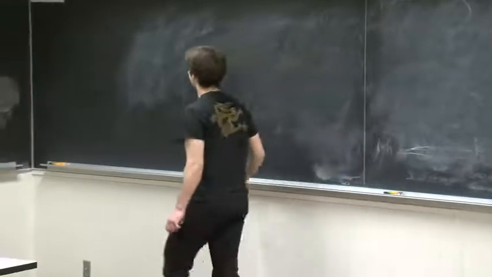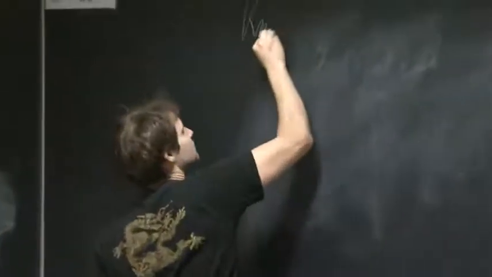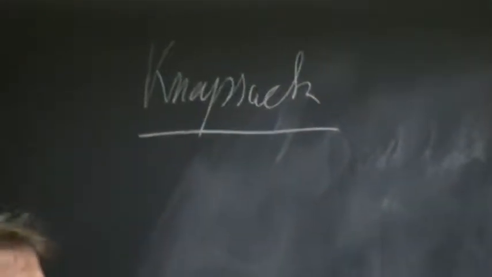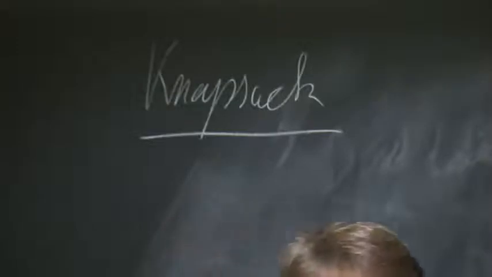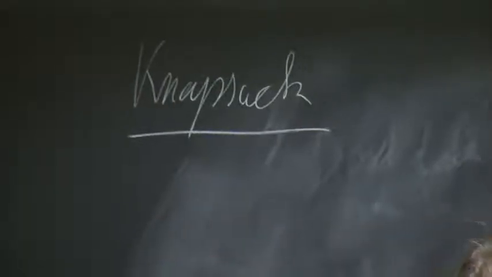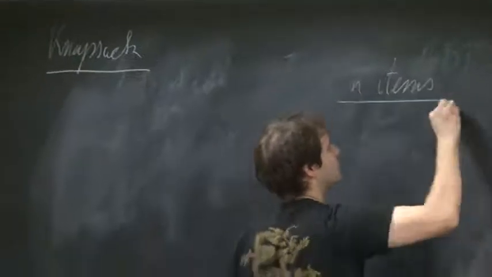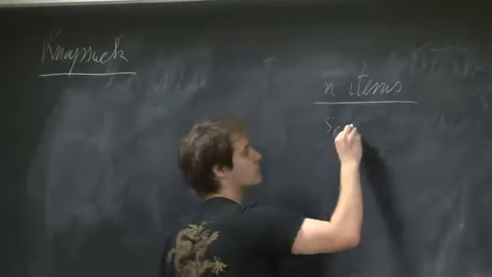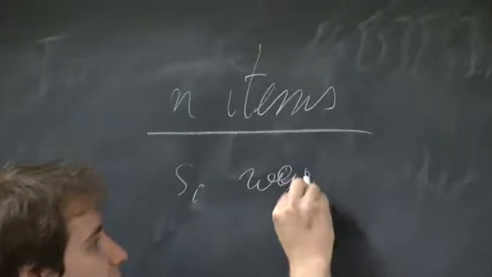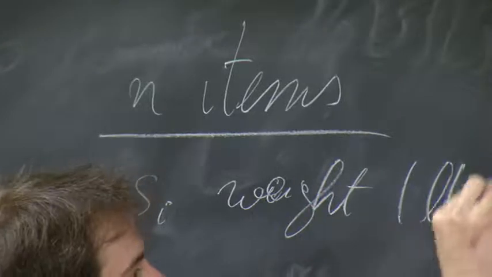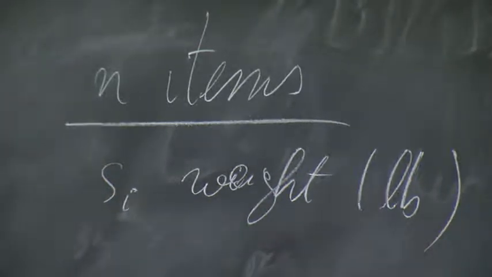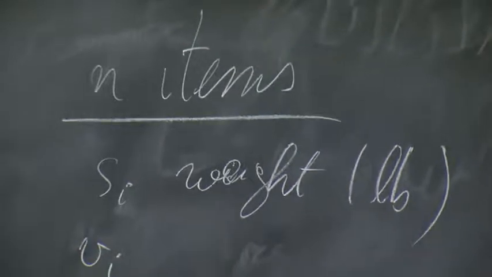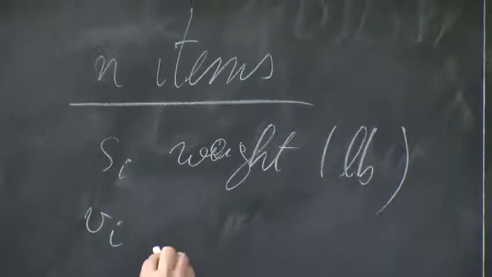Okay, so the knapsack problem. The way I look at it, you're a thief. You somehow made your way into a vault. That vault has n items. Each item has a weight of S_i pounds. And after you get out of the vault, assuming you make it alive and everything, you can sell it for V_i dollars on the market. So this is how much money you get out of it. V_i.